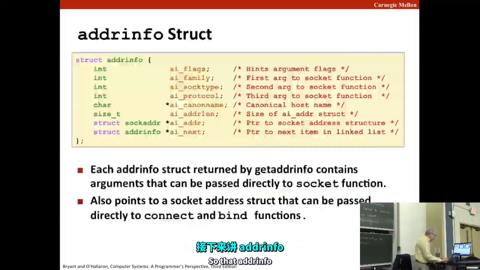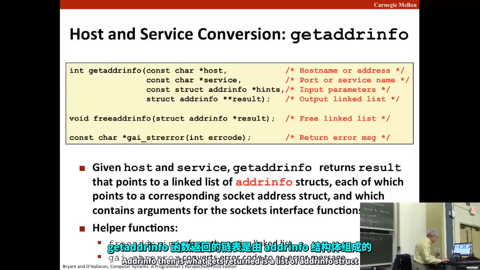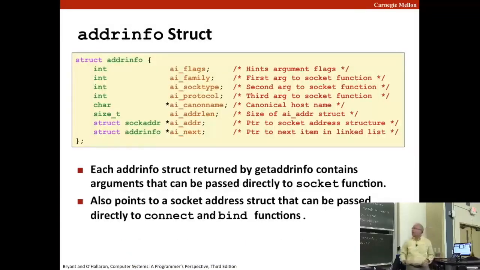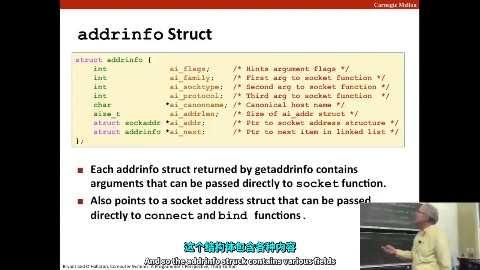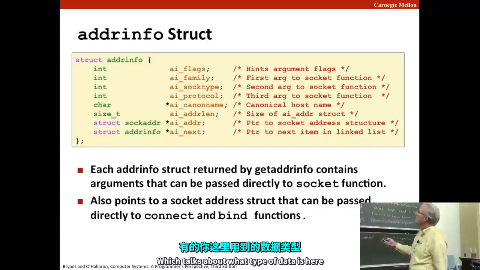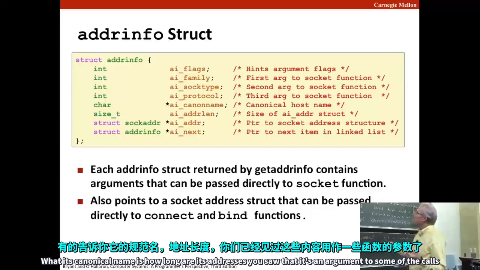So that addrInfo, let's look back at what that is. addrInfo is what gets returned: a list of addrInfo structs. The addrInfo struct contains various fields, which talk about what type of data is here, what type of socket it is, what its canonical name is, how long its addresses are.